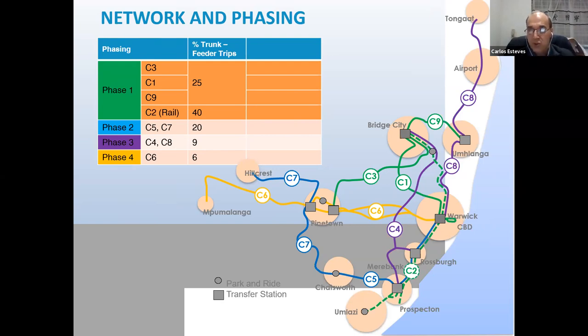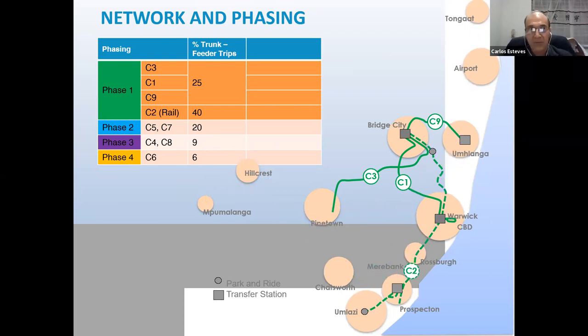C3 was a proposed new corridor link between Bridge City across the Umgeni Valley through Kwadabeka, New Germany to Pinetown. And then C9 was the extension, as it were, of the C3 corridor running through Phoenix, the Conubia development, which was being conceptualized at the time, through to Umhlanga. So that was phase 1, and that was targeted to capture 65% of the ridership. Just to understand the scope of that, when we get to infrastructure.